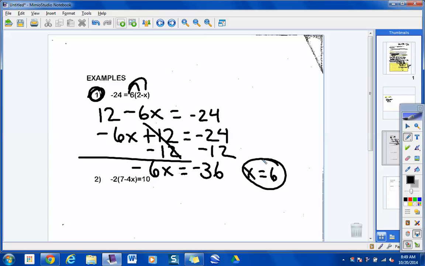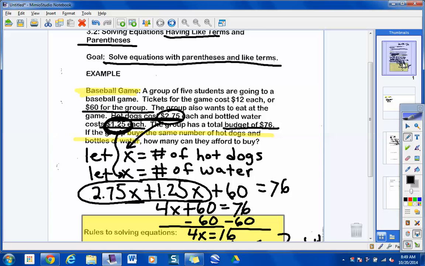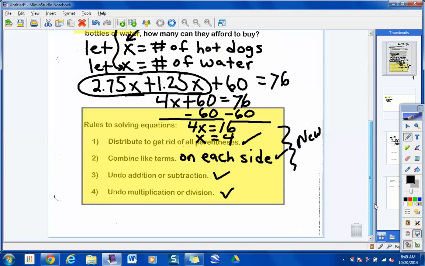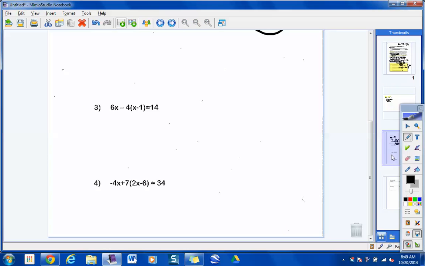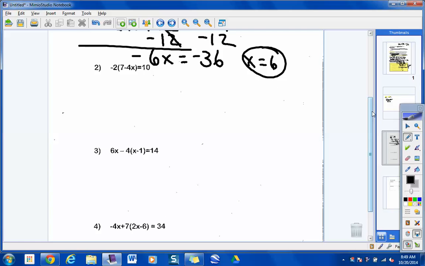Let's take a look at number 2 quickly. Guys, number 2, same questions. I'm going to go right through the order, and again, I'm following this menu right down at the bottom here. Step 1, are there parentheses? Step 2, can I combine stuff on either side? Step 3 and step 4 are basically parts of the section that we looked at in 3.1. So on this second page, problem number 2, are there parentheses to deal with? Yeah.